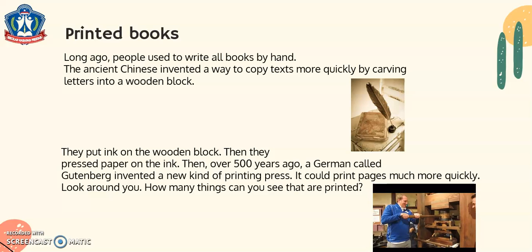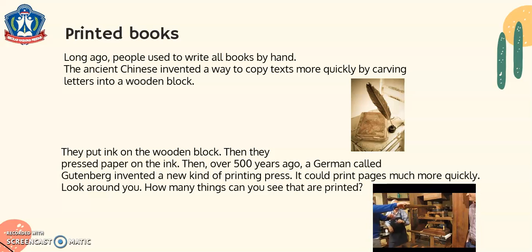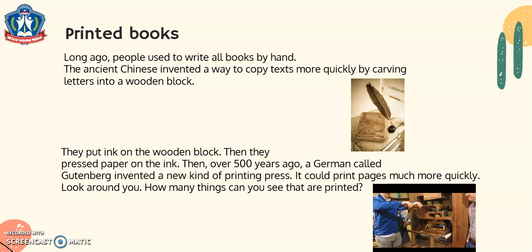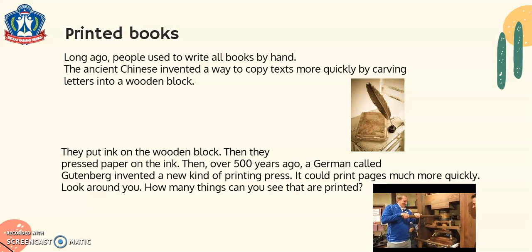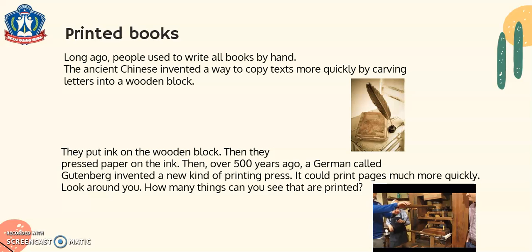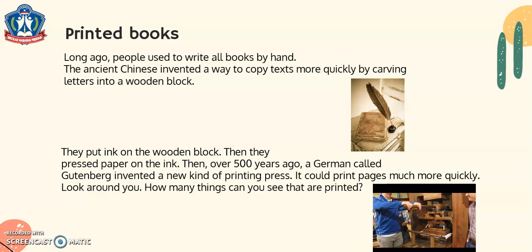Printed books. Long ago, people used to write all books by hand. The ancient Chinese invented a way to copy texts more quickly by carving letters into a wooden block. They put ink on the wooden block. Then they pressed paper on the ink.